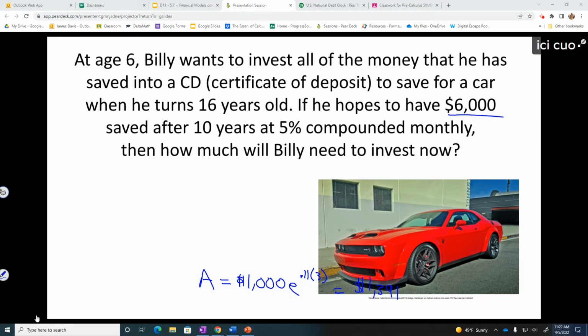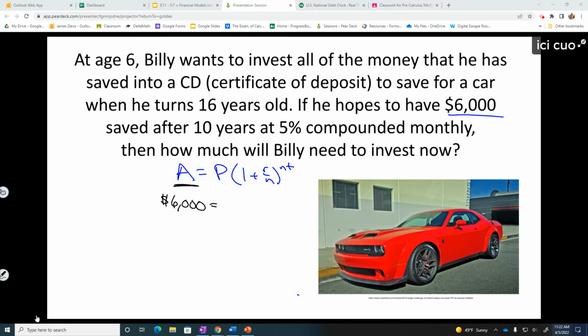All right? So what we've been doing is this: A equals P times (1 plus r over n) to the nt. What we've been trying to do is figure out this future value, right? But we already know the future value. We know he wants $6,000 in the future, right? So now it looks like this. We've got $6,000 in the future, and we want to figure out what this present value is. We want to figure out P, because we know all the rest of the stuff.